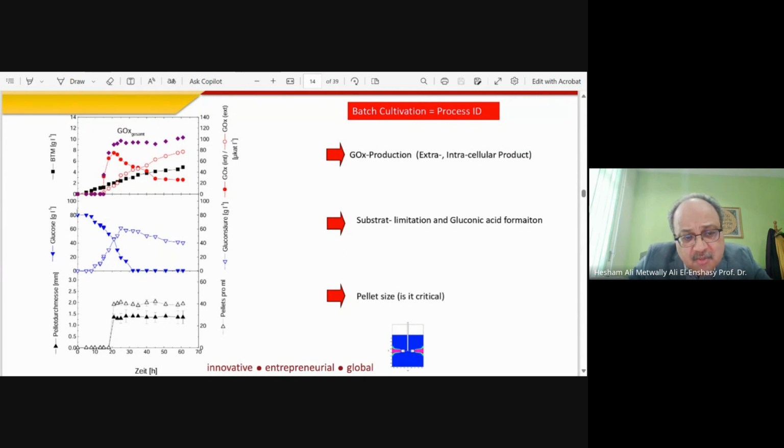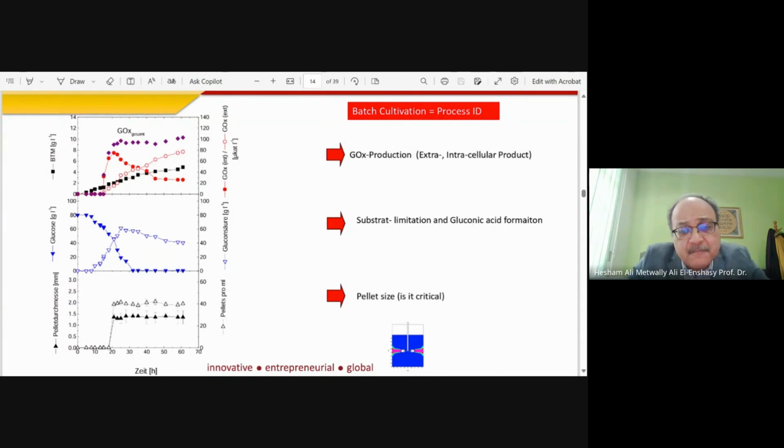You see here glucose consumption goes fast. At the same time, gluconic acid goes up also as a function of glucose consumption. It's not used mainly for growth, because I use 80 grams per liter in this media. The 80 grams per liter is not going to produce 4 grams of biomass, but it's mainly producing gluconic acid. Then we follow here the biopellet. What we conclude here: substrate limitation and gluconic acid formation.